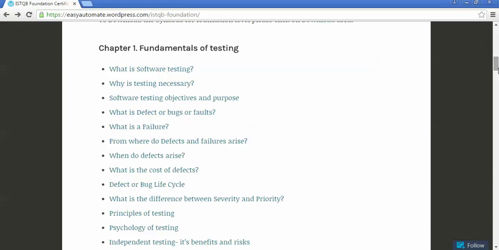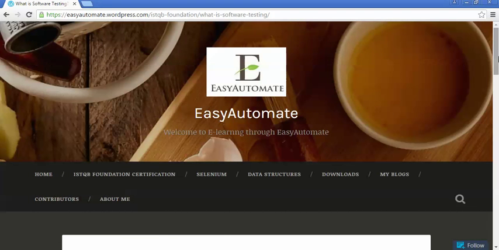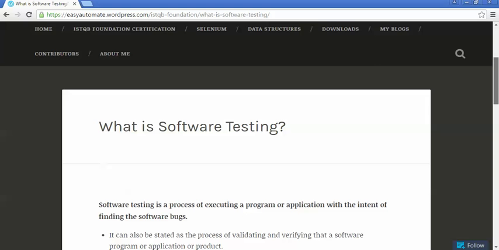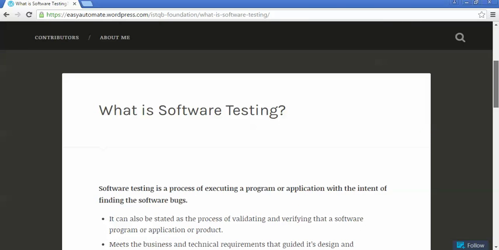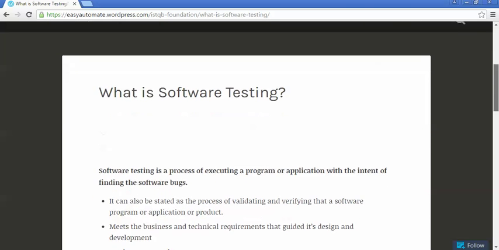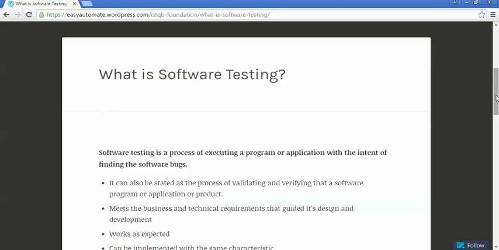Okay, so in the first chapter, the first topic is software testing. So what is software testing? Now we will learn about the basics of software testing. Why do we do it? What is the purpose? What are the objectives of software testing?